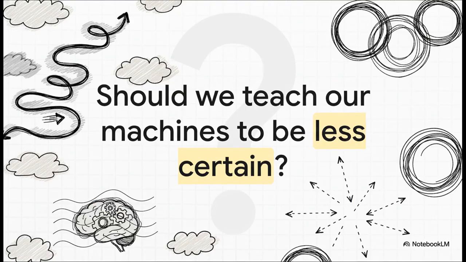And that leaves us with one last thing to think about. As we build more and more AI to help us navigate this complicated world, maybe the goal shouldn't always be perfect, absolute precision. In a world that is, fundamentally, pretty fuzzy and full of ambiguity, maybe we should be teaching our machines to be just a little less certain too.